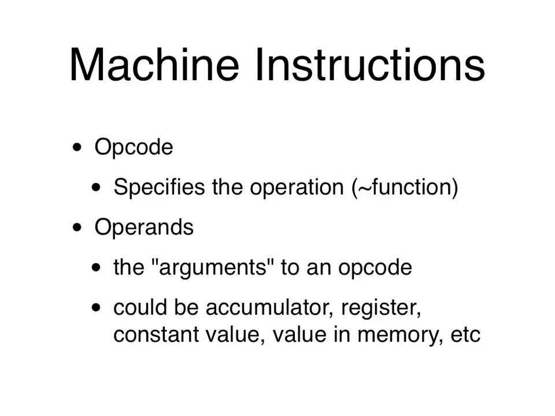Now, operands, or the arguments to an opcode, could be the accumulator, a register, some constant value, a value in memory, a value through a pointer, and all that. And we'll see these.